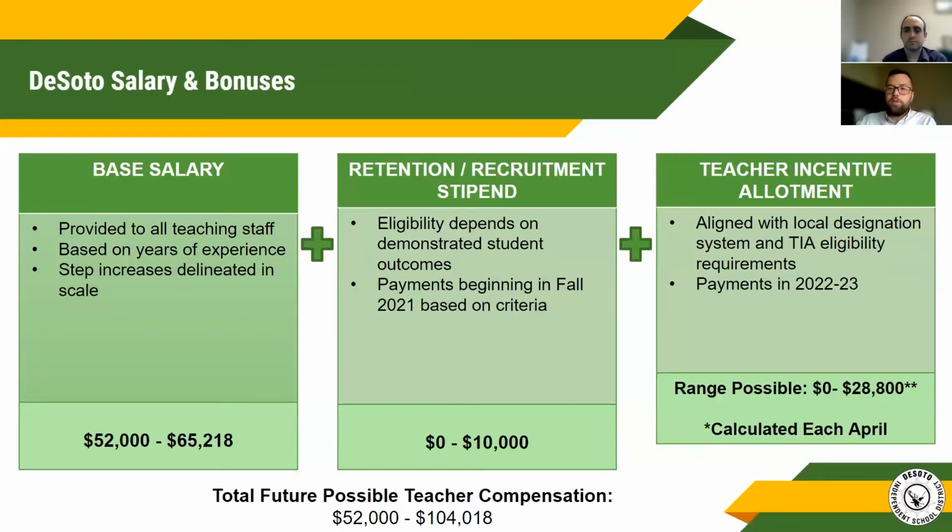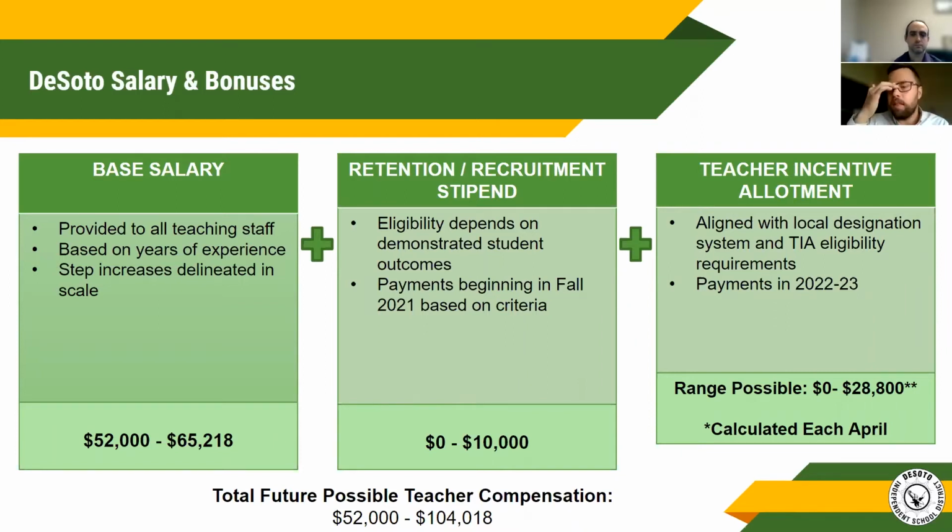So to zoom out to DeSoto ISD and how your compensation works, every single teacher in the system gets paid their base salary. That is in the board adopted, board approved salary schedule. It's provided to all teaching staff, and based on your number of years of experience and your steps every year, you earn between $52,000 and $65,218. That is your base salary.